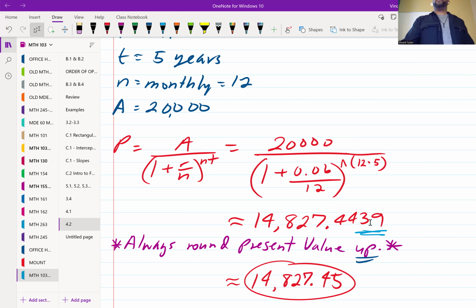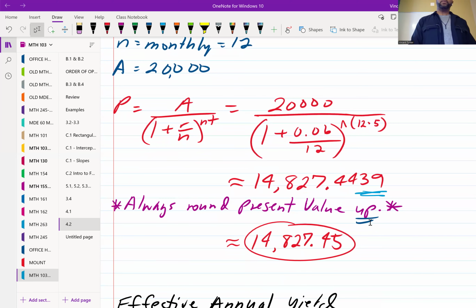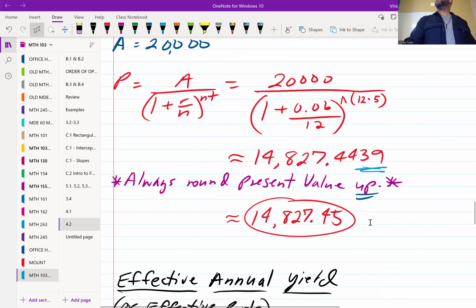Everybody good, everybody straight? Yeah, one more formula. Let's roll up.